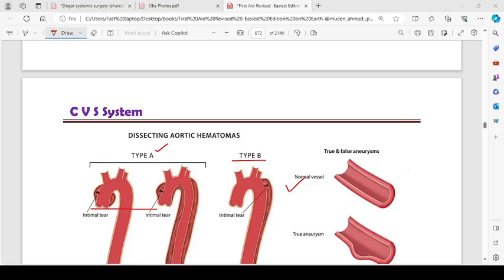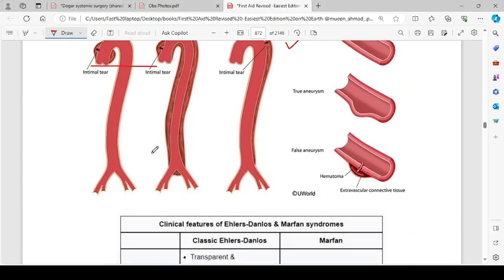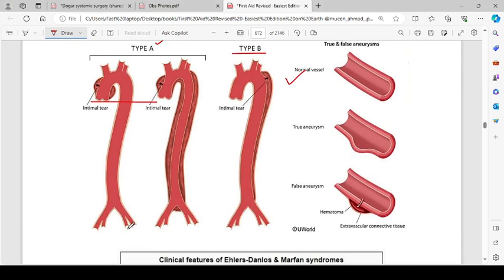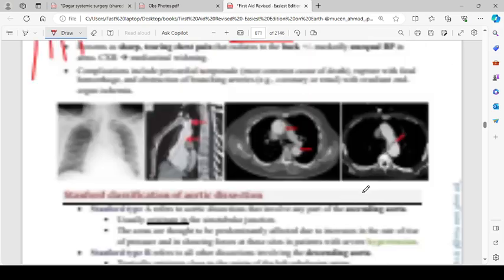Now coming back to our discussion, so these two are Stanford type A. Okay. And this one is DeBakey type 2. This is DeBakey type 3, and this is DeBakey type 1. Like if both of them are present, then it is DeBakey type 1. If only ascending, DeBakey type 2, and if only descending, DeBakey type 3.